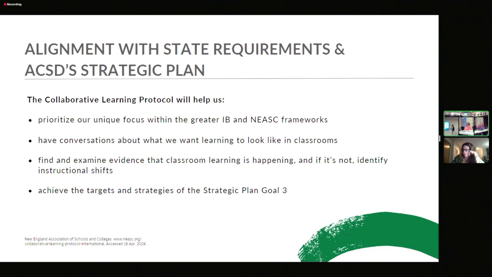NEASC made it really clear when they were here that they've shifted the focus of their visits. If you ask someone who's been through a NEASC visit before, they might say, oh my goodness, that's so much work. There are so many hoops to jump through. It's a huge paper trail. They've really responded to that feedback and said, we don't want all that paperwork. We want the evidence, whether it's photos or videos, or some kind of real-time, first-hand evidence that what you want to be happening in your classrooms is happening in your classrooms.